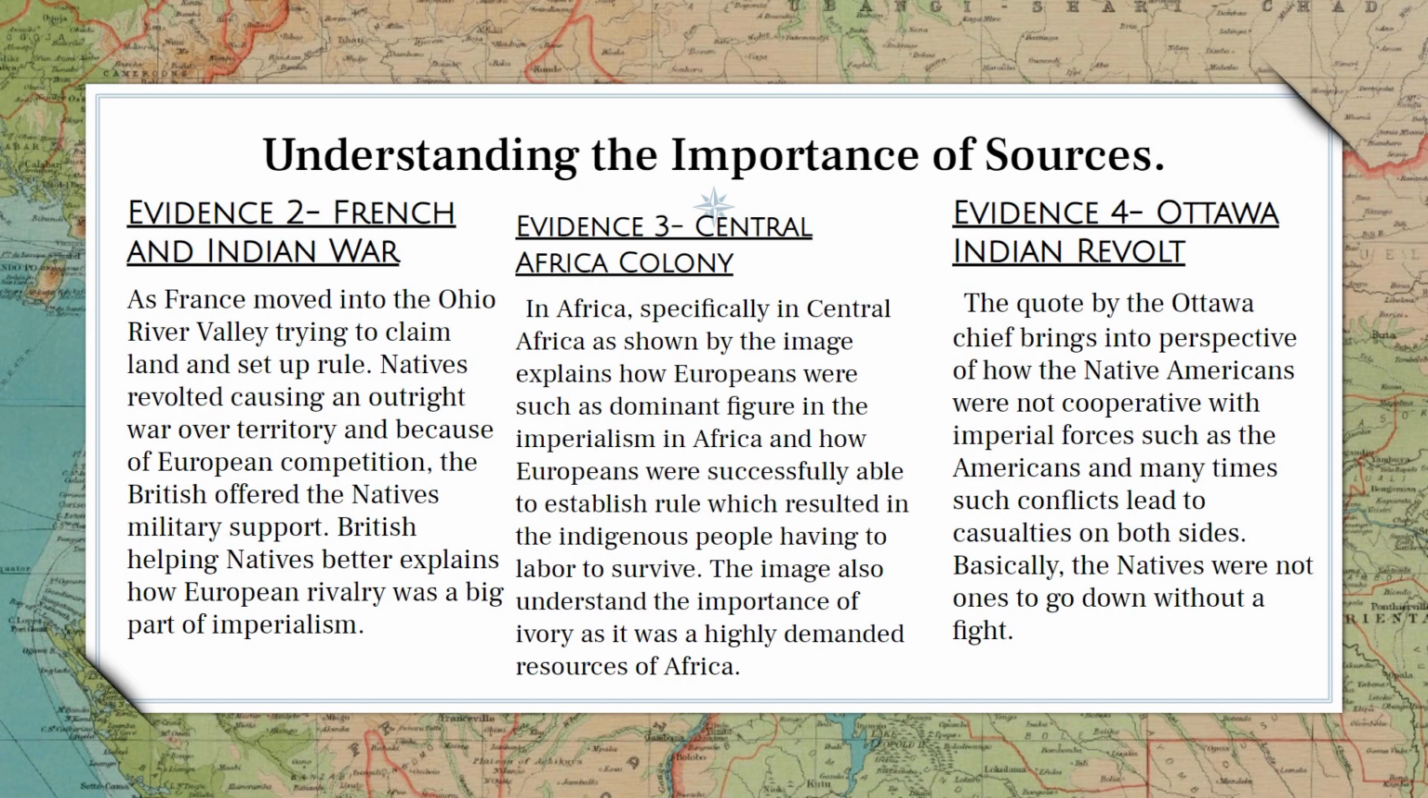A takeaway from evidence 2 is that the French and Indian War was a battle among the French, British, and Native Americans. Understanding this better explains how European rivalry was a big part of imperialism. Evidence 3 takeaways are that European powers were extremely dominant against the Africans, and they believed that Africans were inferior to them. They have colonized their countries and coerced them into labor and Christianity. A takeaway from evidence 4 is that Native Americans didn't want to be pushed around by these European powers.